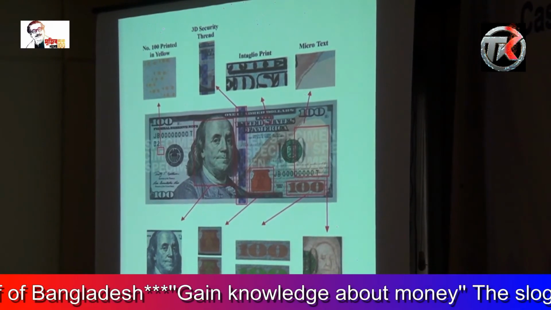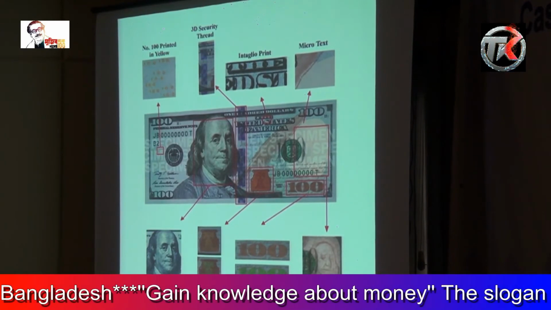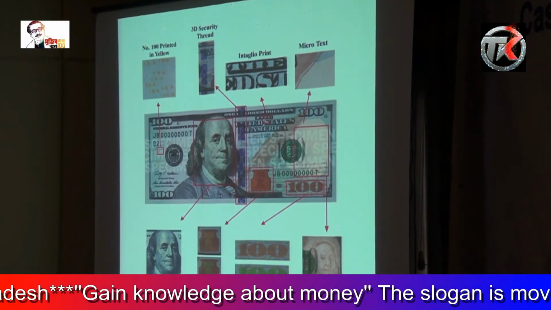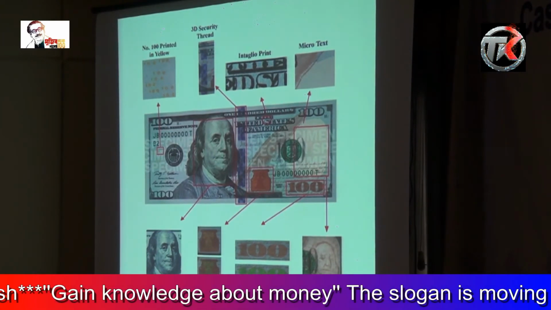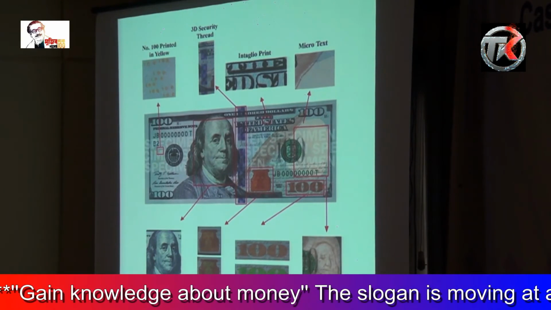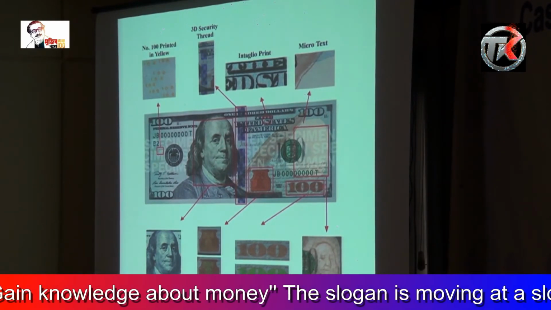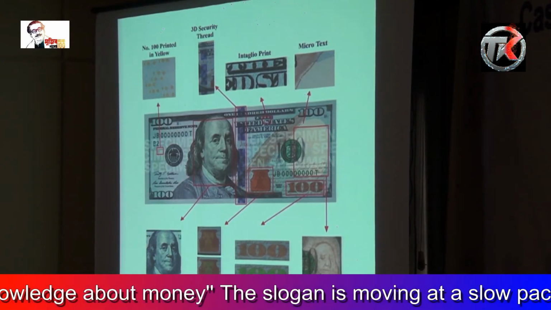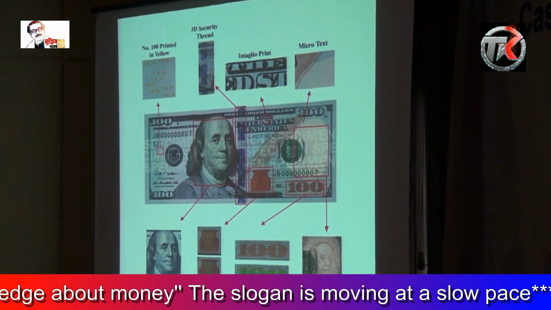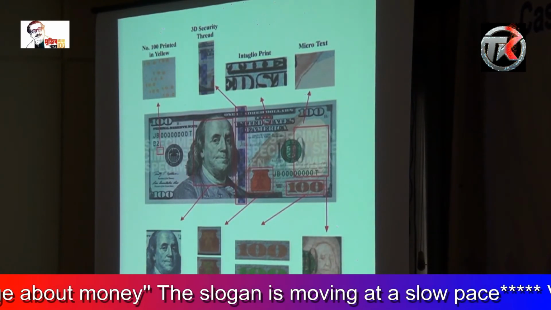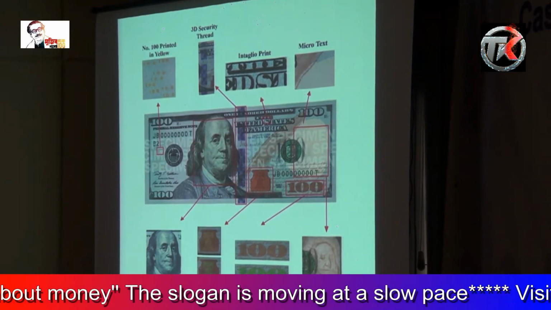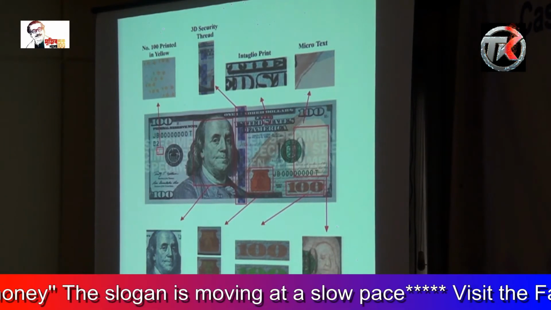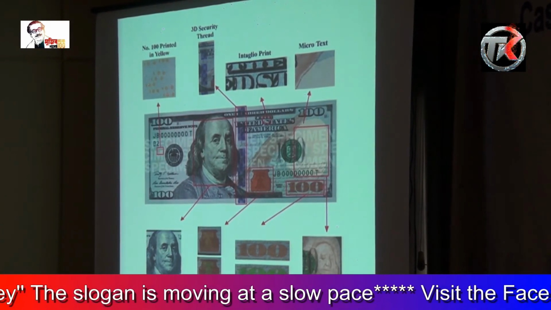Then intaglio print. Here is intaglio print, you have to touch. So touch, it is called feel. When you touch with your finger, you feel something that is up and down print. That is called tactile print or intaglio print. So you see the feel, look, light, and check. When you check through the device, then you see these features.